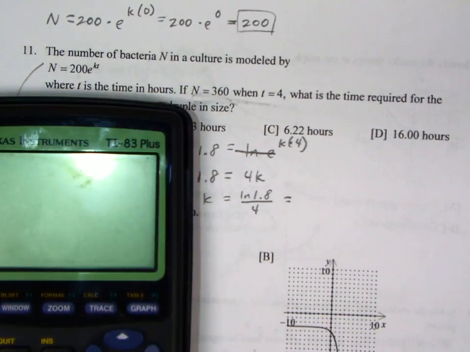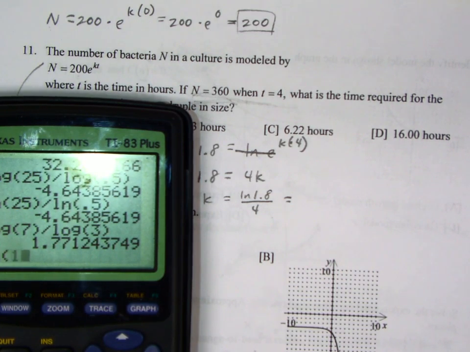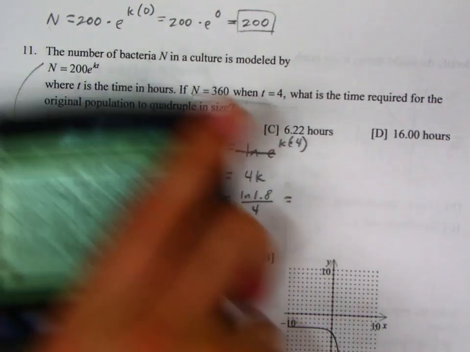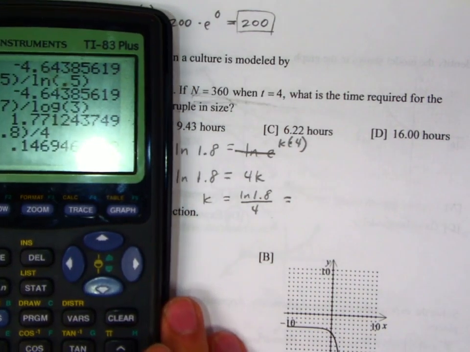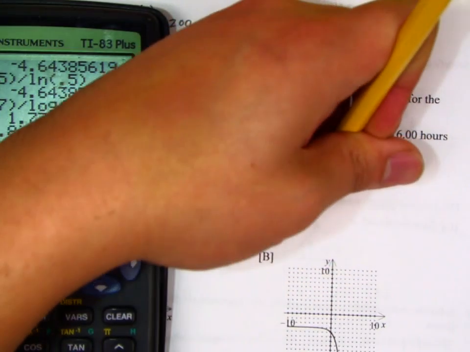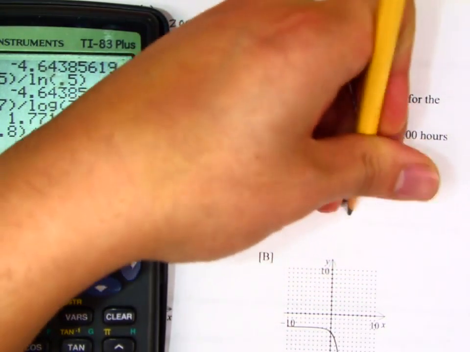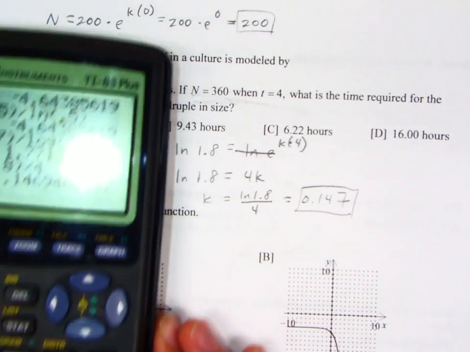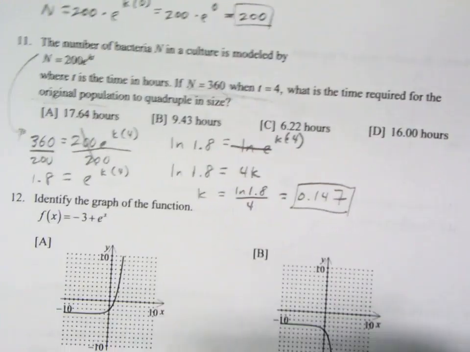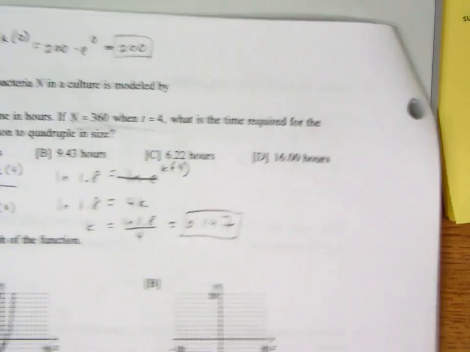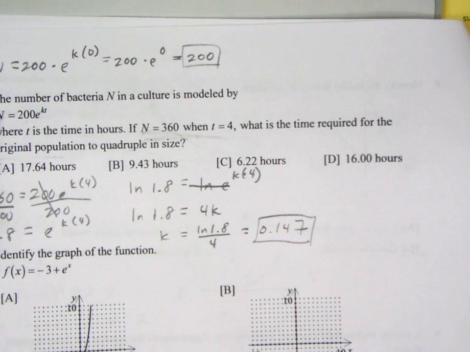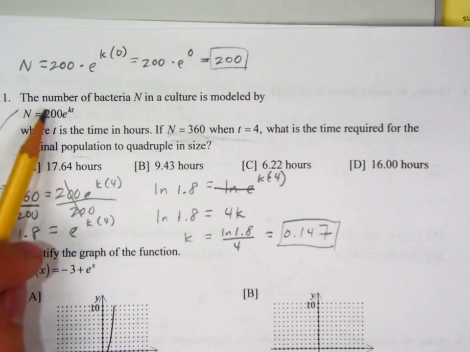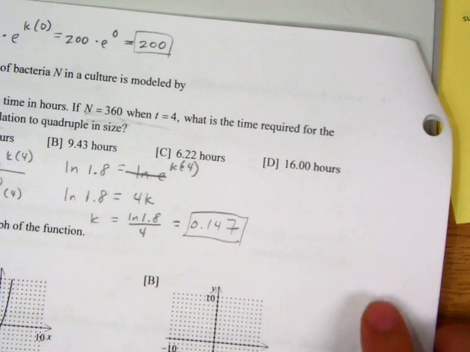Let's go ahead and put that in our calculator here. Natural log of 1.8 divided by 4. So our k in this problem is 0.147. A lot of work to find the k, but you've got to find the k here if we're going to use it back in the original equation. Now we know k is 0.147. We're going to put that in here. We know N is 800 because we want to quadruple the initial population, which was 200. So let's go ahead and solve for this now.